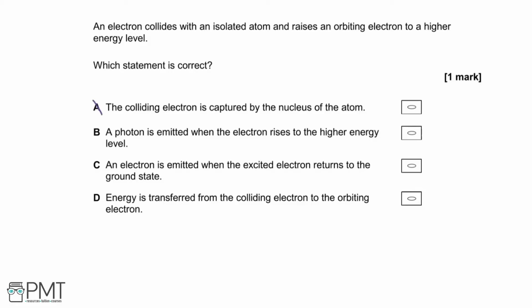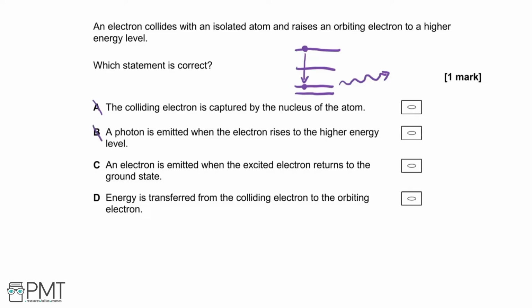A photon is emitted when the electron rises to the higher energy level. Well, this answer doesn't obey the conservation of energy. A photon is typically emitted when an electron falls in energy level because that energy needs to go somewhere. If you think about it, the electron is losing energy by moving from a higher level to a lower level. So that energy needs to be released as a photon. So answer B is the wrong way around and is therefore incorrect.